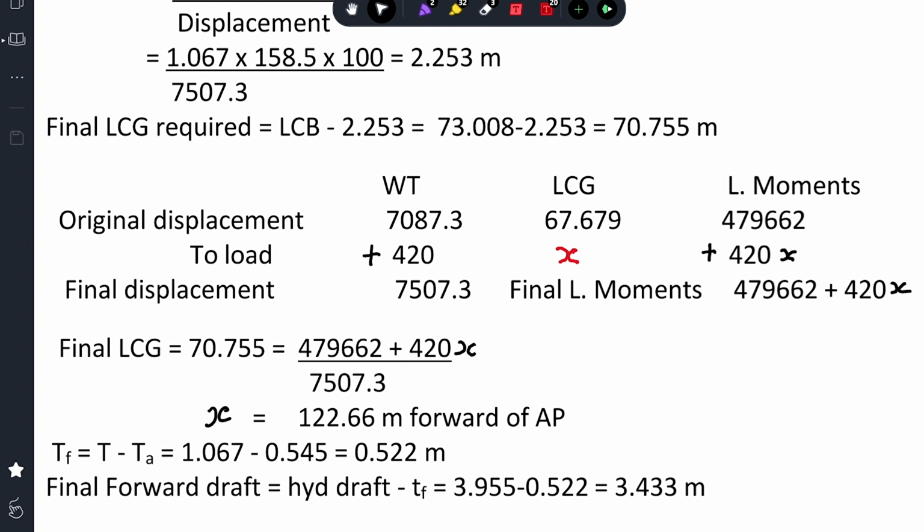This is how the working goes for questions where LCG of the cargo is required and the draft is already known. The final draft is already known. Here, the draft was known to us. It should be 4.5 meters. And in questions where the hydrostatic particulars are known, like in Inship questions, we find the final forward and aft draft by applying TA and TF to the hydrostatic draft.